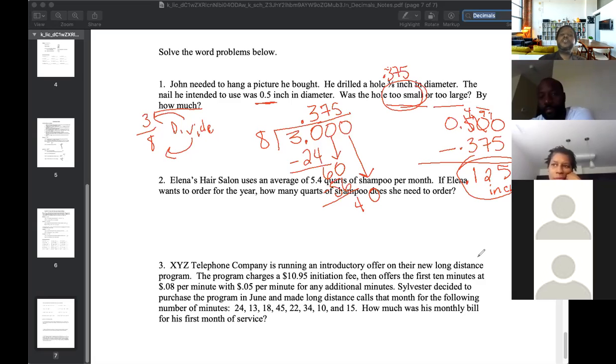So in order to solve this question, we had to convert from a fraction to a decimal, which requires division. And then to figure out how much it was too small or too large, we have to subtract. We knew it was too small by looking at it, but we have to subtract. All right, it's a two-step process already.